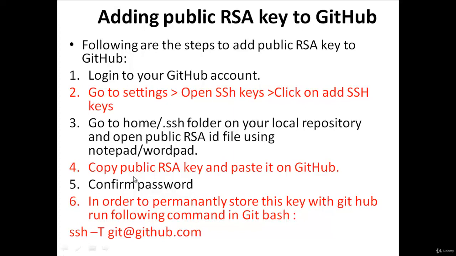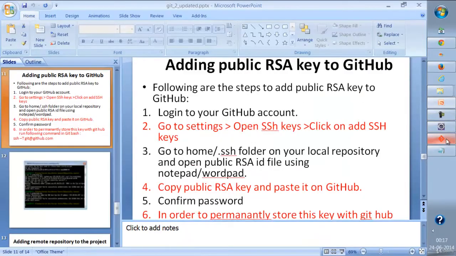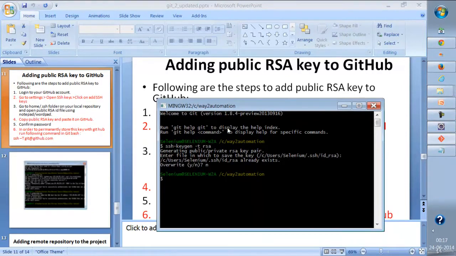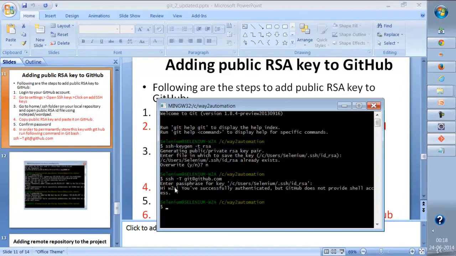Now let's see how we can permanently store this key with GitHub. We need to run the following command in the git bash. How are we going to run it? I'll just type ssh -T git@github.com, and when I press enter, let's see what it will do. Okay, it is asking for a passphrase, because I have configured it in this way. If I enter my password over here, it will say, hi W2A, you have successfully authenticated, but GitHub does not provide shell access. That's fine, but I am successfully authenticated and I am now good to push my code onto the GitHub repository.